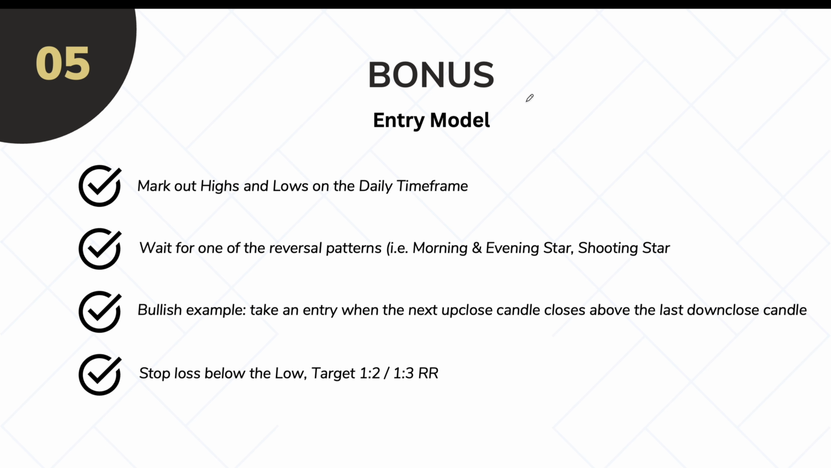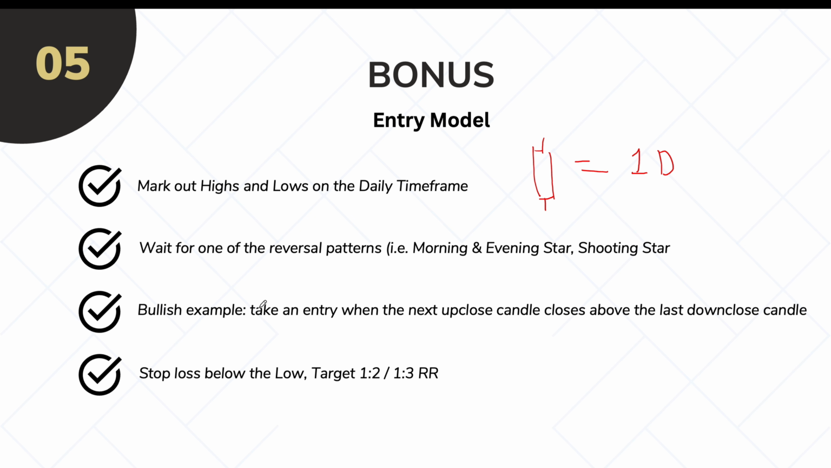So already in this first episode, I want to give you an entry model, and this entry model has 4 rules. The first rule is that you go on the daily time frame. So that means every candle is 1 day. Then wait for one of the reversal patterns at one of those highs or lows on the daily time frame. Can be a morning or evening star, can be a shooting star.